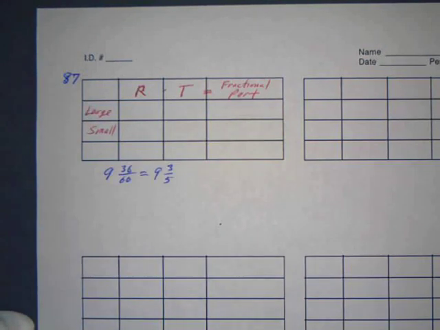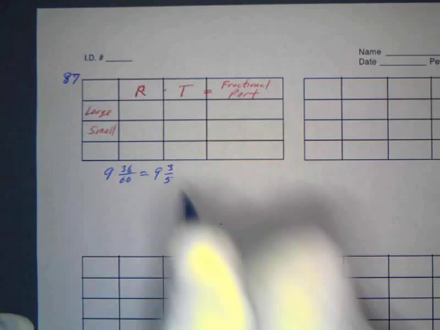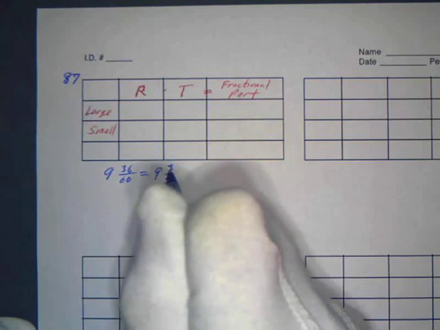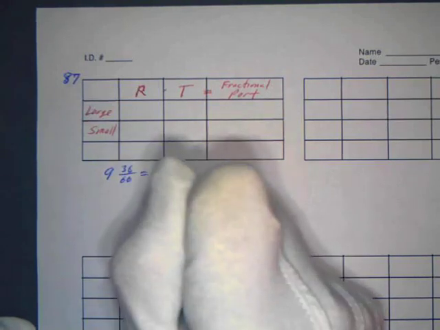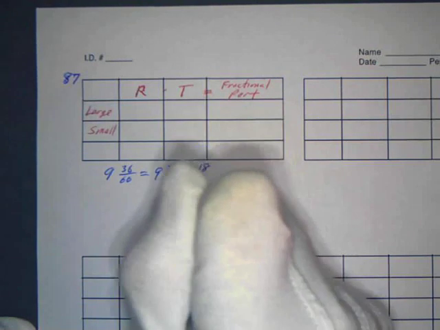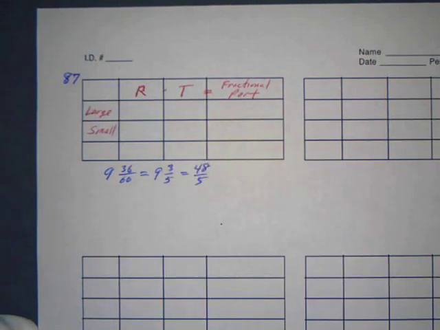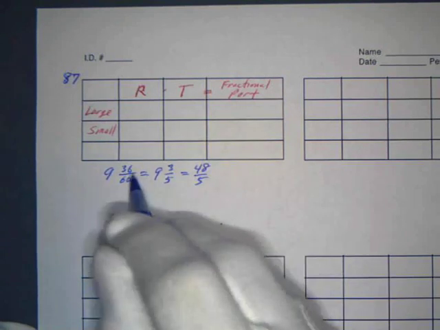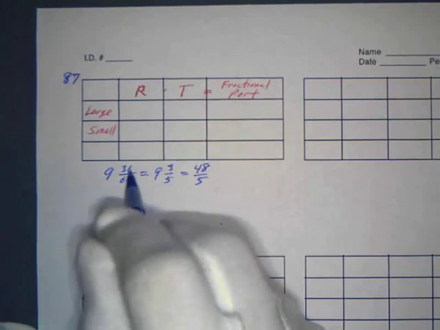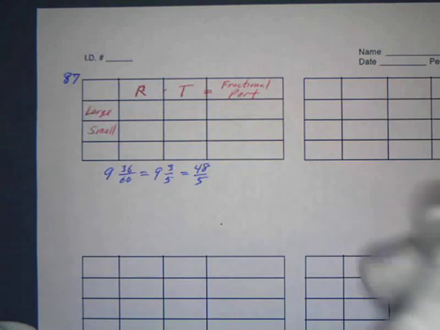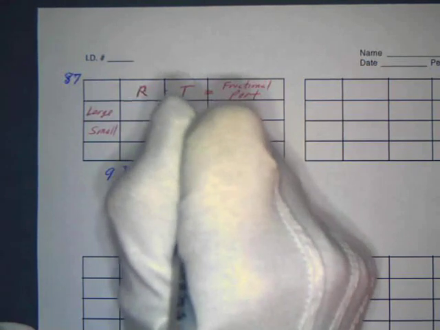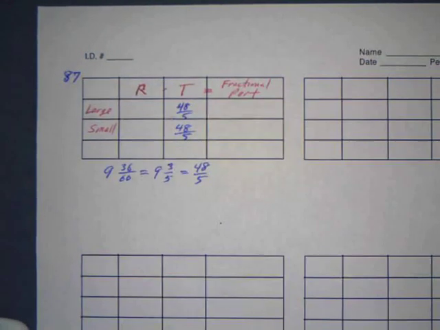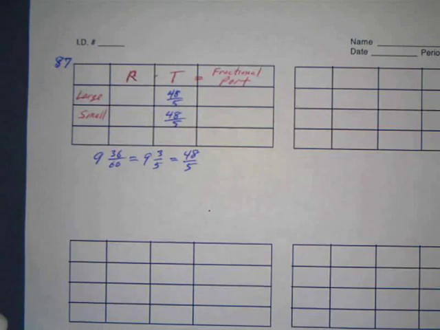And then if I multiply that, 9 times 5 is 45, plus 3 is 48, so that's actually 48 over 5. So that's the time, 48/5 hours, which is 9 3/5 hours, which is 9 6/10 hours, which is 9 hours and 36 minutes. So we could write this time would be 48 over 5, 48 over 5, okay? Hope you can see that.